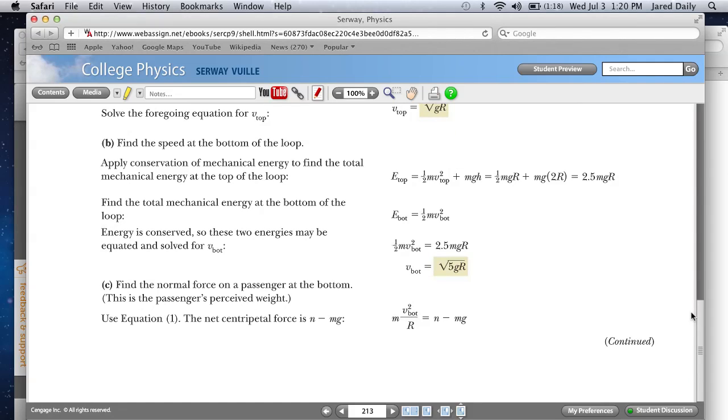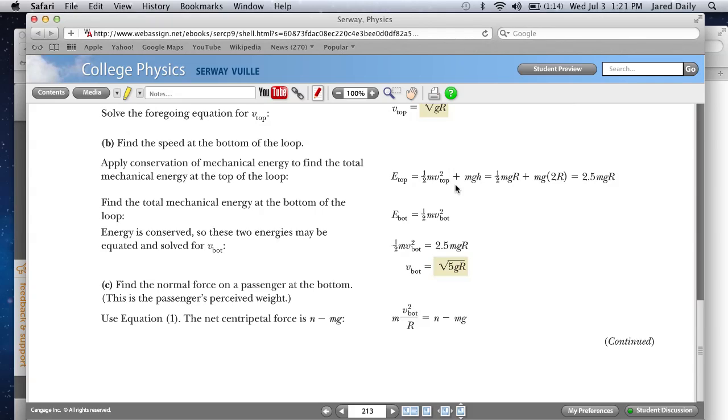In part B, they want us to find the speed at the bottom of the loop. Well, this is going to be a conservation of energy problem. The car at the top of the loop is at a particular height according to the radius of the loop, and the height is going to be twice the radius. So it's just conservation of energy. You're going to have a potential energy at the top, and a kinetic energy at the bottom.